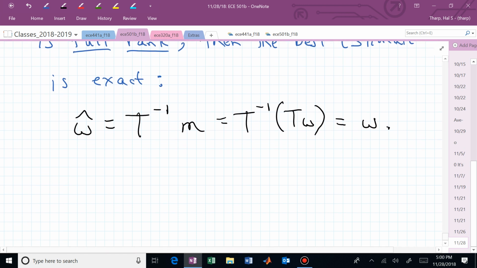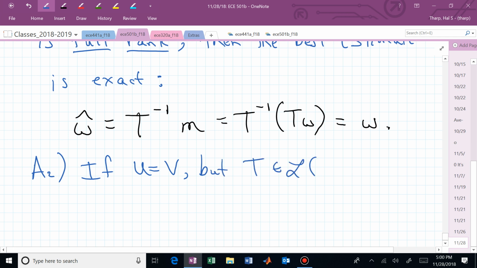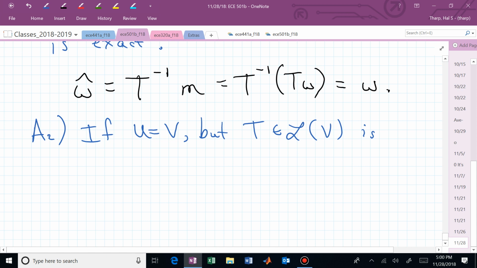What's another answer? Suppose answer 2 says that we still have the input and output vectors being the same, but now let's say T is an operator, linear operator on V, but now let's not assume that it's full rank. T is not full rank.